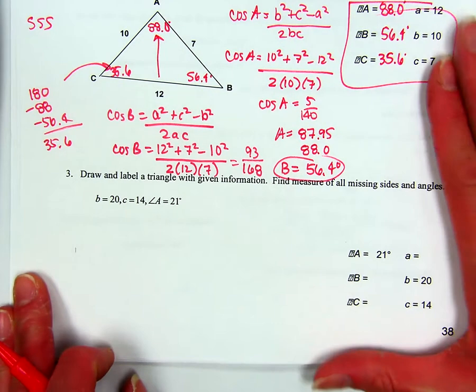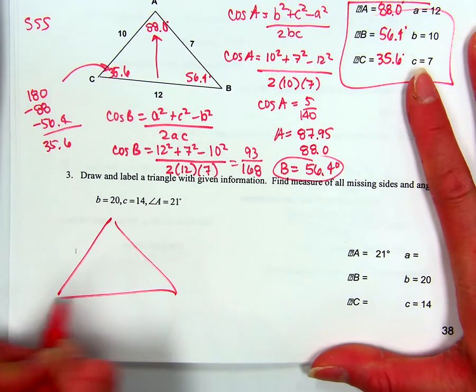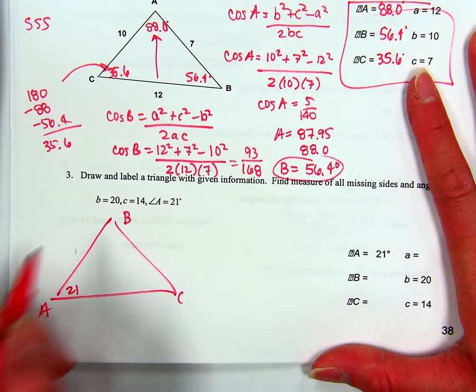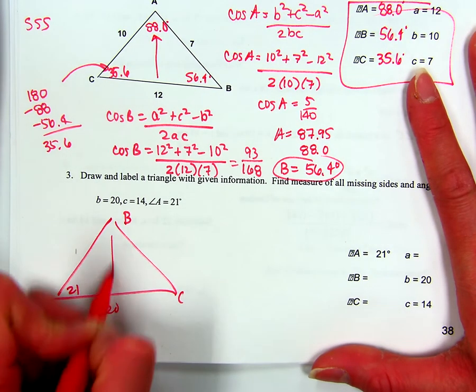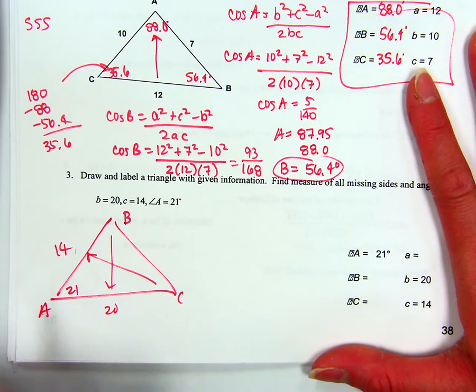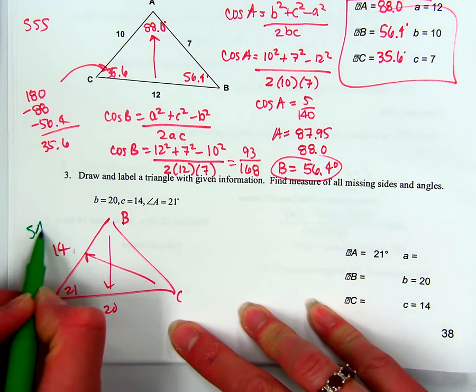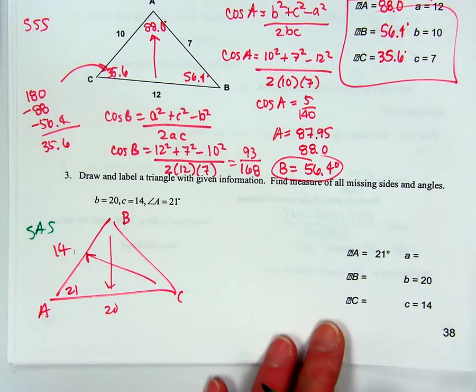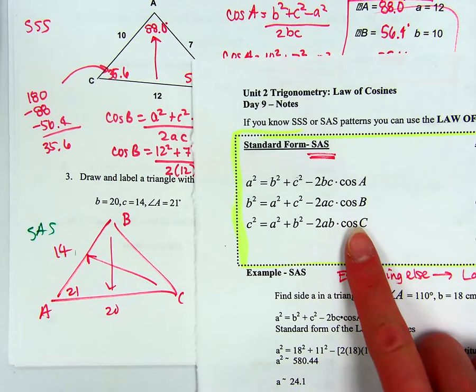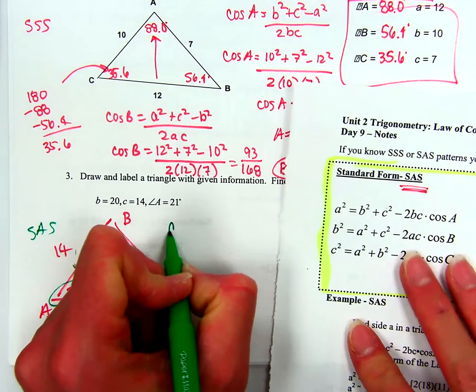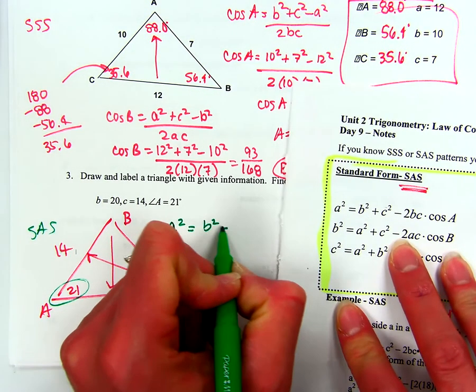All right, last problem. Set up a triangle, call it ABC, and then fill in the information. Angle A is 21, side B is 20, side C is 14. So what do you have? You have side, angle, side. So that tells me to use one of these equations. Which angle do I have? I have angle A, so I'm going to use the one that has A squared at the beginning.